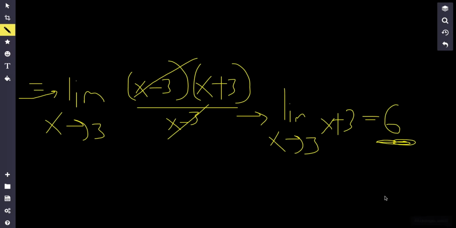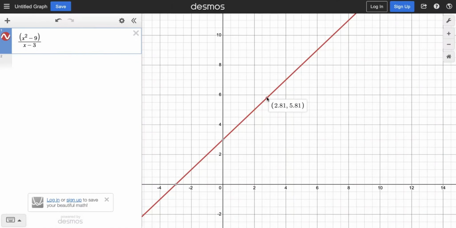So that's an important idea to know: even though you can see here the function itself is undefined at x equals 3, because you can't plug in x equals 3, otherwise you're going to be dividing by 0.